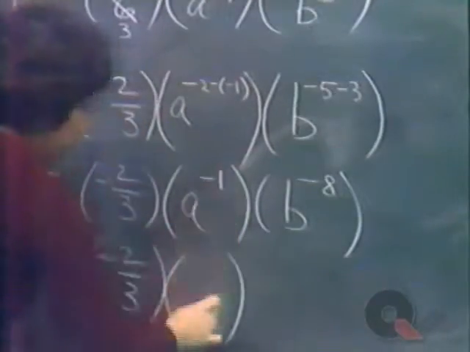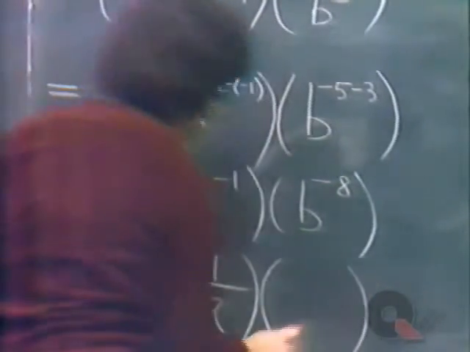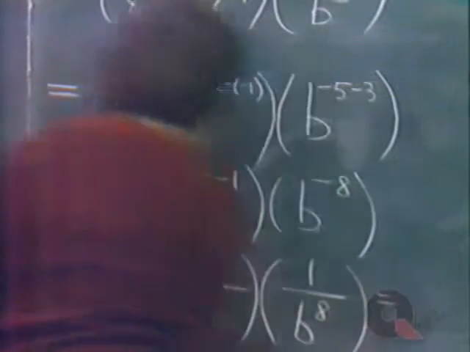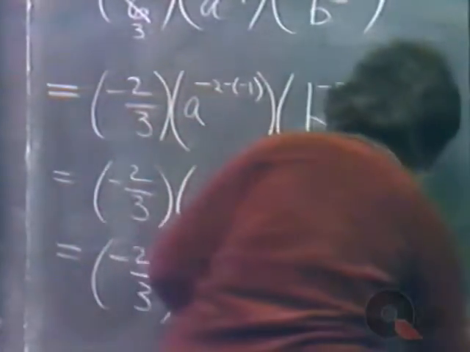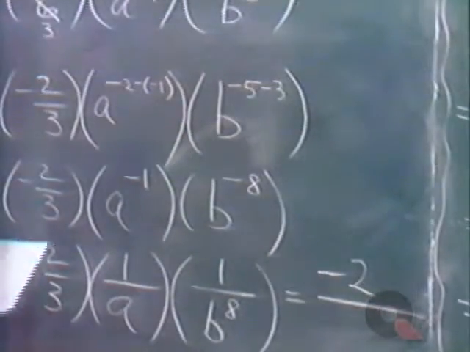This gives us minus 2/3. A to the minus 1 is 1 over a to the 1. And b to the minus 8 is 1 over b to the 8. So our final answer, multiplying the numerators and dividing by the product of the denominators, is minus 2 over 3a b to the 8th.